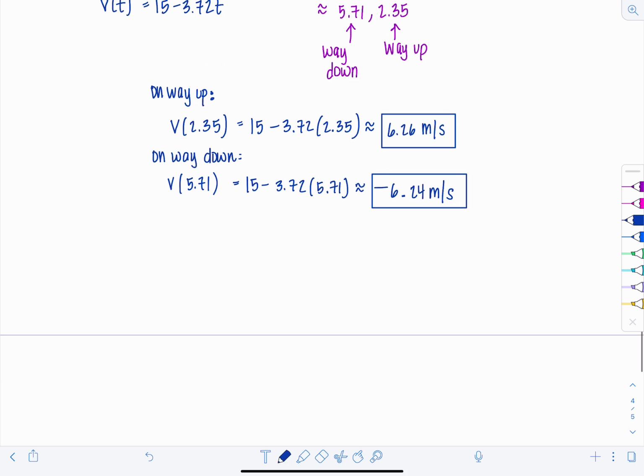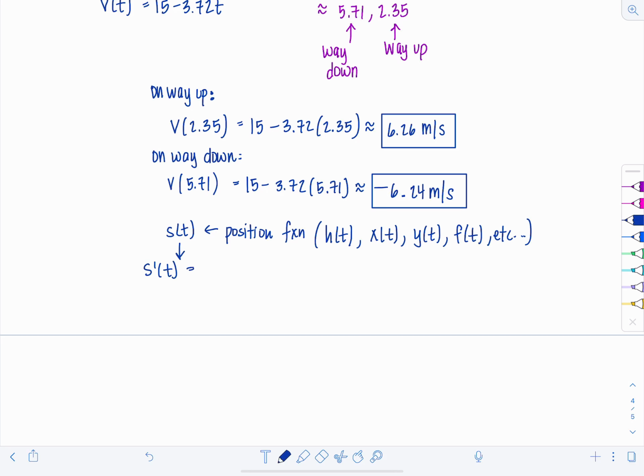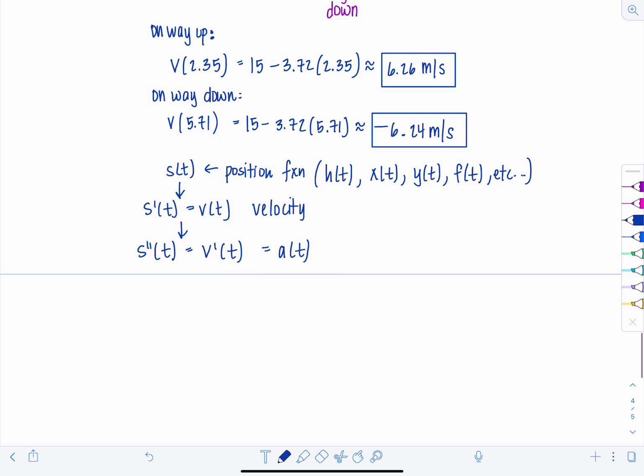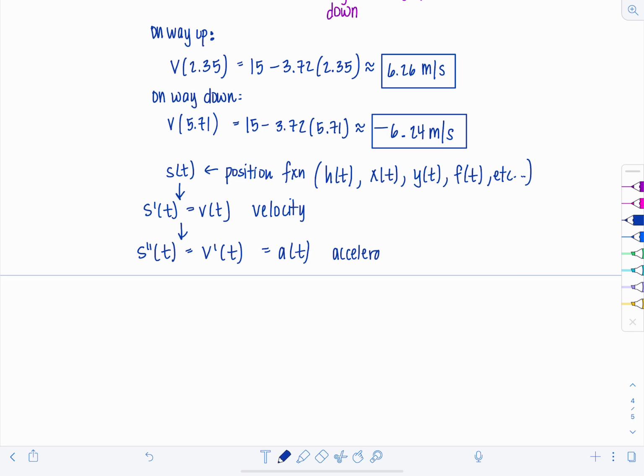I'd say the big takeaway is this is the position function. Sometimes it's called h of t, x of t, y of t, f of t, etc. You take a derivative, that's velocity. You take another derivative, which is v prime of t, and that's acceleration. And usually we don't do another one, which is jerk, that I mentioned in a previous video. These are like the three big ones we work with.